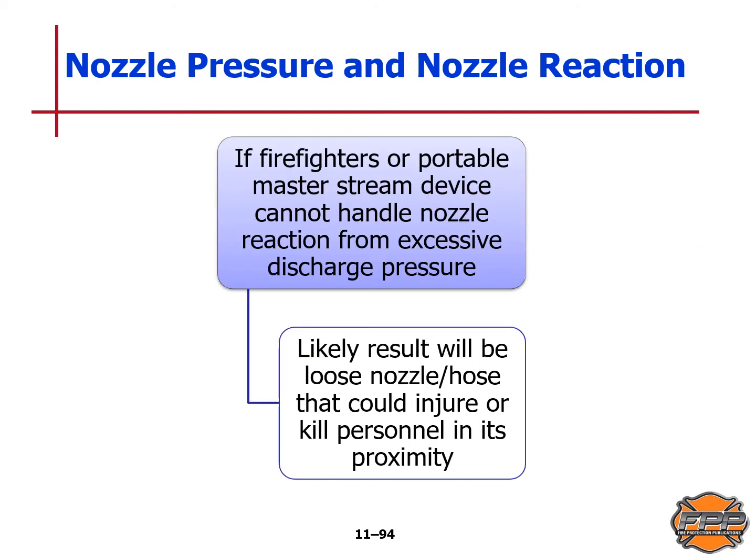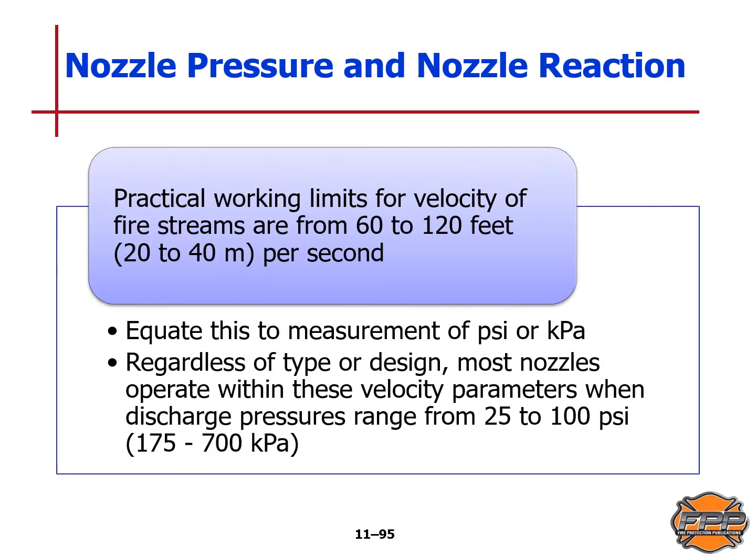If firefighters or portable master stream devices cannot handle nozzle reaction from excessive discharge pressure, the likely result will be a loose nozzle or hose that can injure or kill personnel in its proximity. Some practical working limits for velocity of fire streams are from 60 to 120 feet, or 20 to 40 meters, per second. Equate this to measurement of PSI or kilopascals. Regardless of type or design, most nozzles operate within these velocity parameters when discharge pressures range from 25 to 100 psi or 175 to 700 kilopascals.